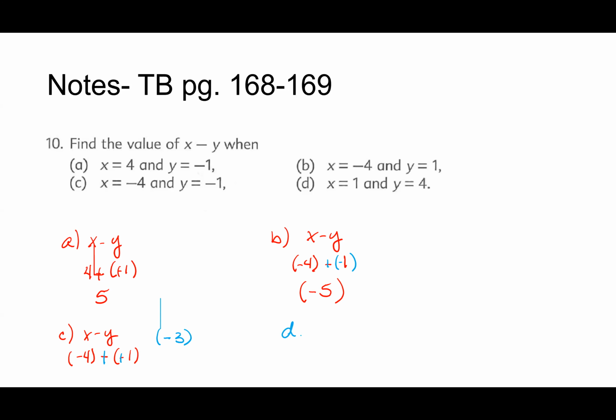And then D, let me change back here. We've got x minus y. 1 minus 4. We don't need to copy plus opposite this, do we? What's the answer? Negative 3. Good. Okay, go ahead and do the toyo for number 11 there.